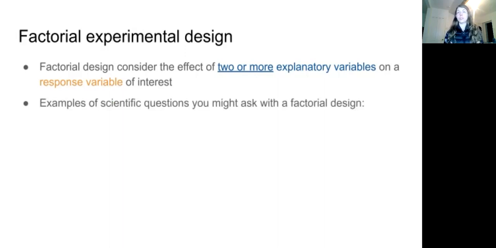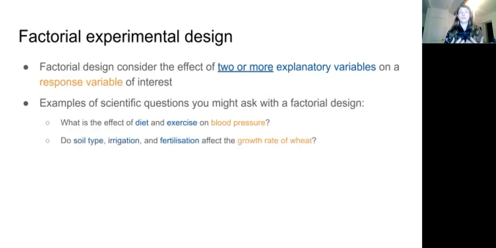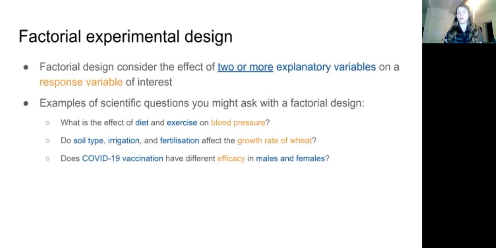Some scientific questions you might ask with a factorial design include things like, what is the effect of diet and exercise on blood pressure? Do soil type, irrigation, and fertilization affect the growth rate of wheat? And considering current events, you'll hopefully have heard about the promising news about the COVID-19 mRNA vaccine. One question we could ask is whether vaccination has different efficacy in males and females, given that we know COVID-19 has different effects in males and females already.